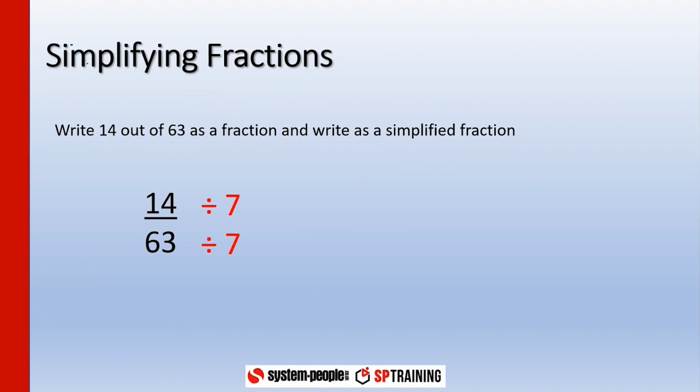So we can divide both of them by 7. So 14 divided by 7 would leave 2, and 63 divided by 7 would be 9. So our simplified fraction is 2 over 9. So that's how you simplify fractions. You get them to the smallest fraction that you can get them as whole numbers.